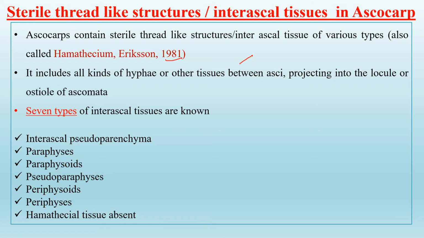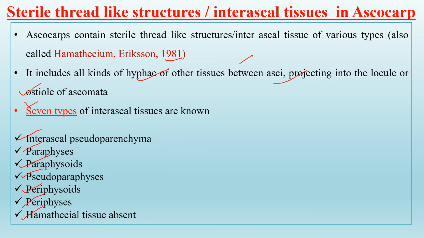These sterile thread-like structures, or hamathecium, are all kinds of hyphae or other tissues between the asci projecting into the locule or ostiole of the ascomata. Whether these structures present between the asci are projecting into the cavities or present at the ostiole, all come under the sterile thread-like structures. There are generally 7 types of interascal tissues known: interascal pseudoparenchyma, paraphysis, paraphysoids, pseudoparaphysis, periphysoids, periphysis, and hamathecial tissue. But hamathecial tissue is generally absent in the phylum Ascomycota.